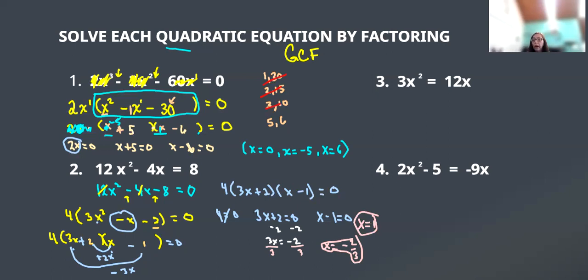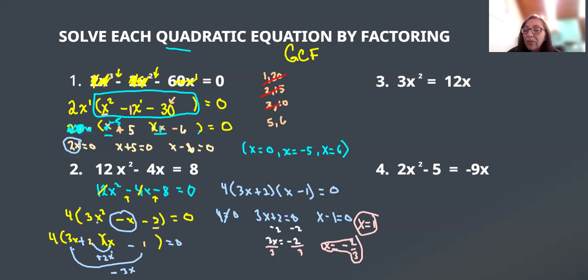So if you were to graph this parabola, this quadratic equation, it is going to open up like a U, and it's going to cross the x-axis at 1 and negative 2/3. So two places it crosses the x-axis. All right, so your x-intercepts are 1 and negative 2/3. All right, let's go on to the next one.